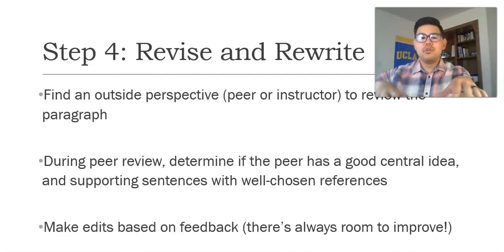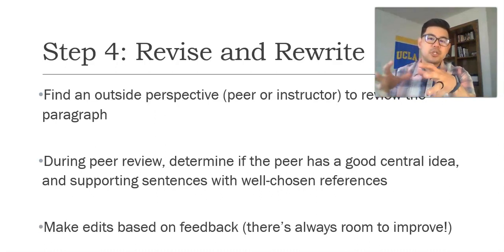After you've done your first initial writing of your paragraph, you're going to find an outside perspective. In this case, it'll be a peer, who is going to review the paragraph. During that peer review, peers, make sure that you have located the central idea and that it's easily readable, understandable, and easy to locate. Make sure that each aspect of SOAPSTONE thereafter supports the central idea with well-chosen references. After you've gotten that peer review back, then make edits.